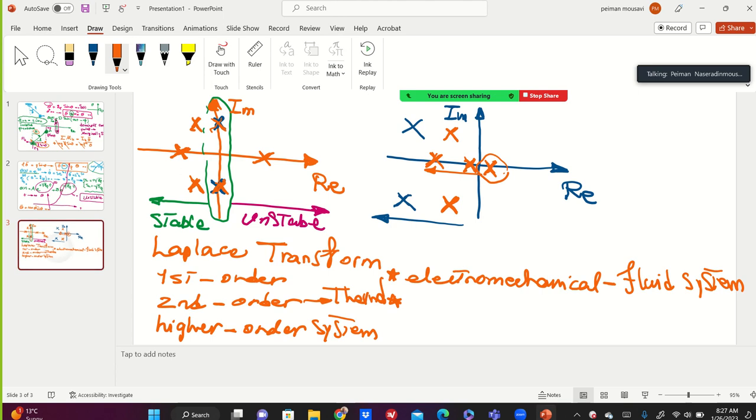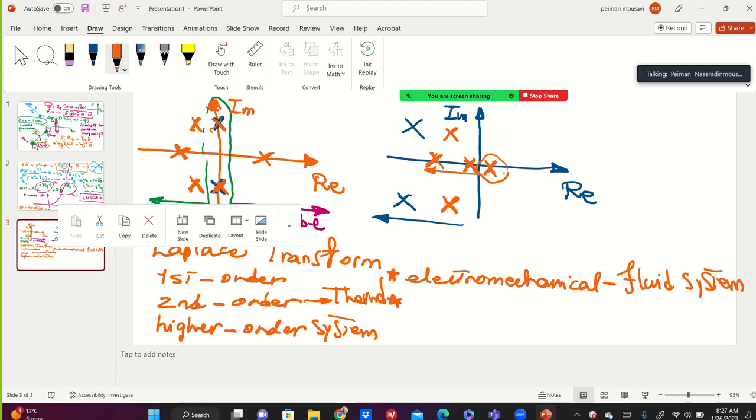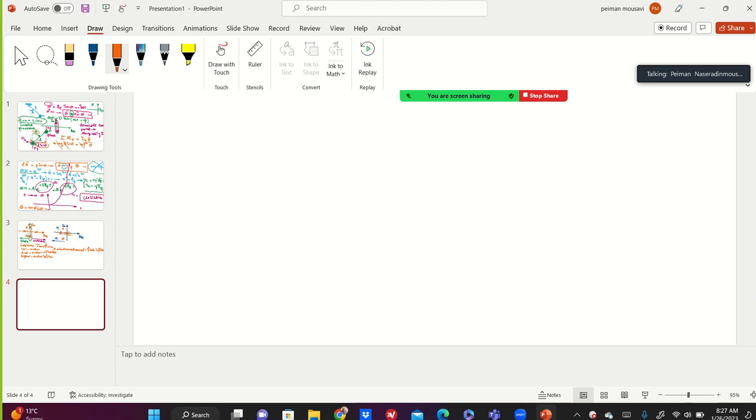Now, before going to MATLAB, I have to teach you another tool that you can use in MATLAB. Maybe a few of you know it if you had the vibration course with me, but for those who didn't, I have to teach you. The name is state space equations.